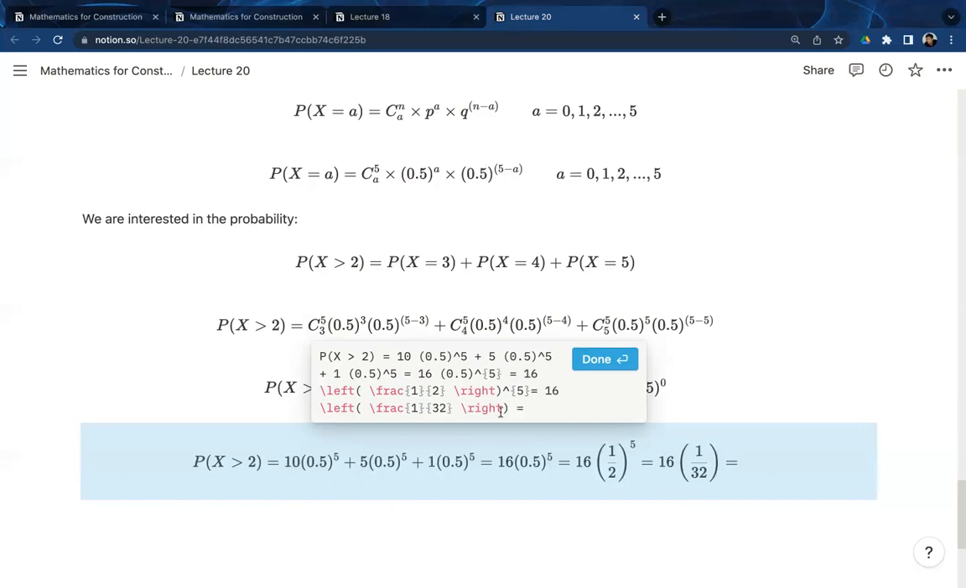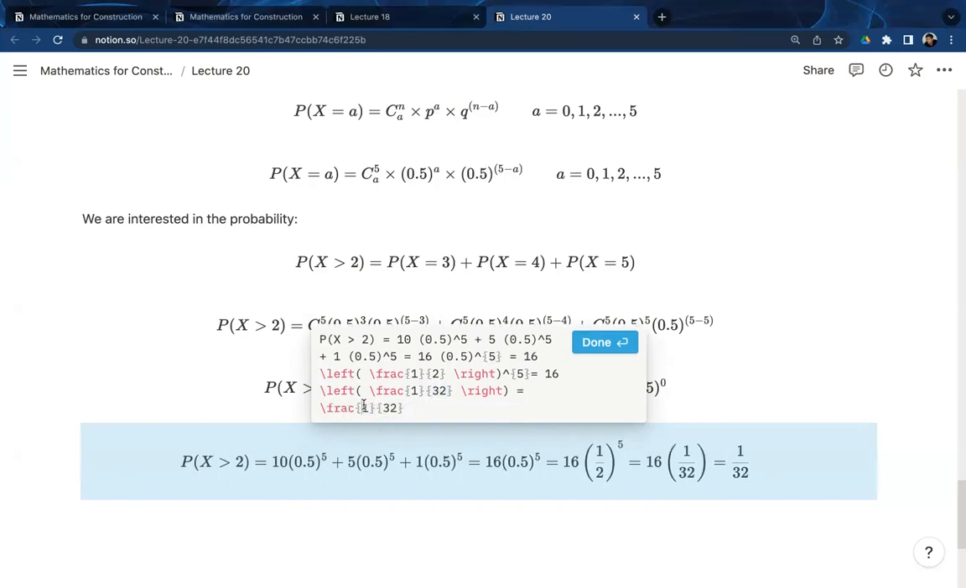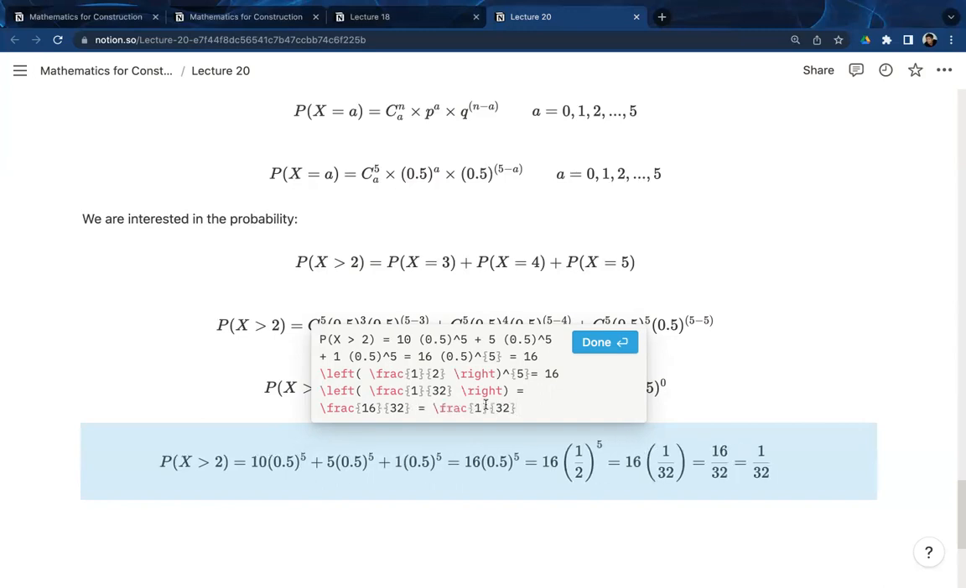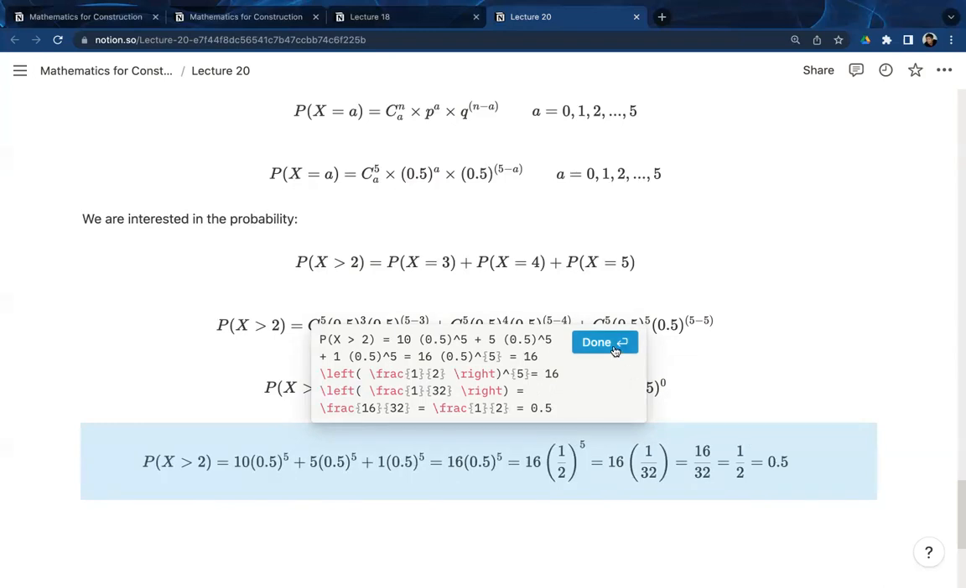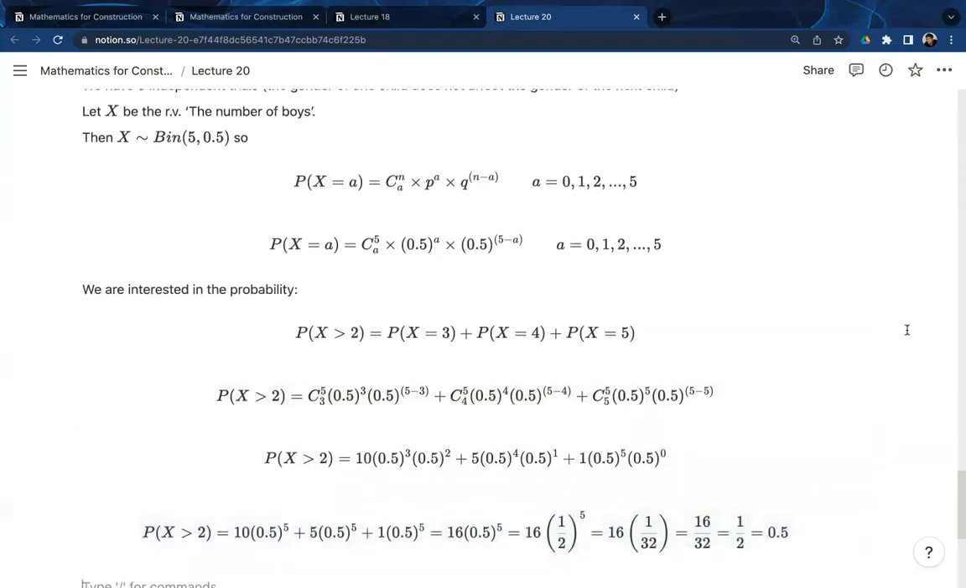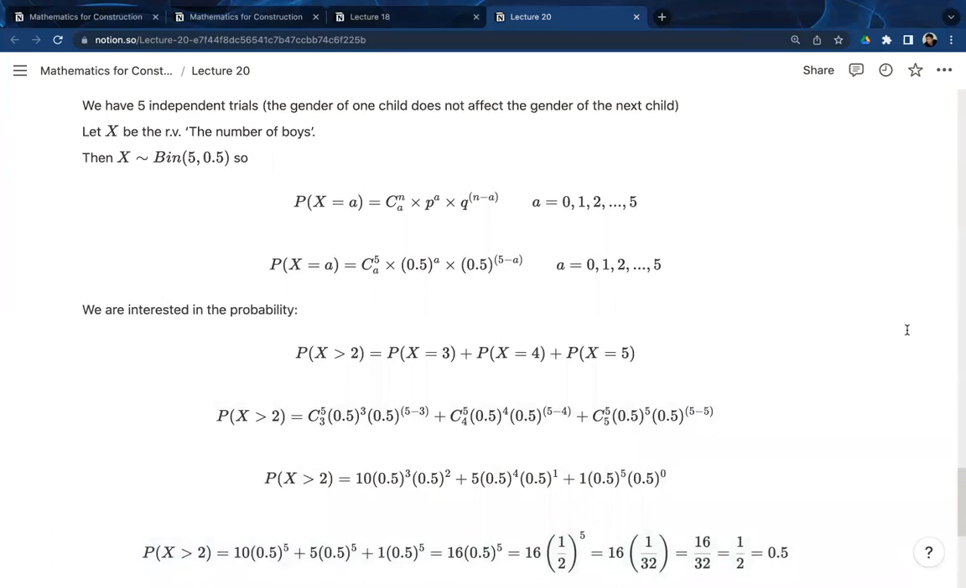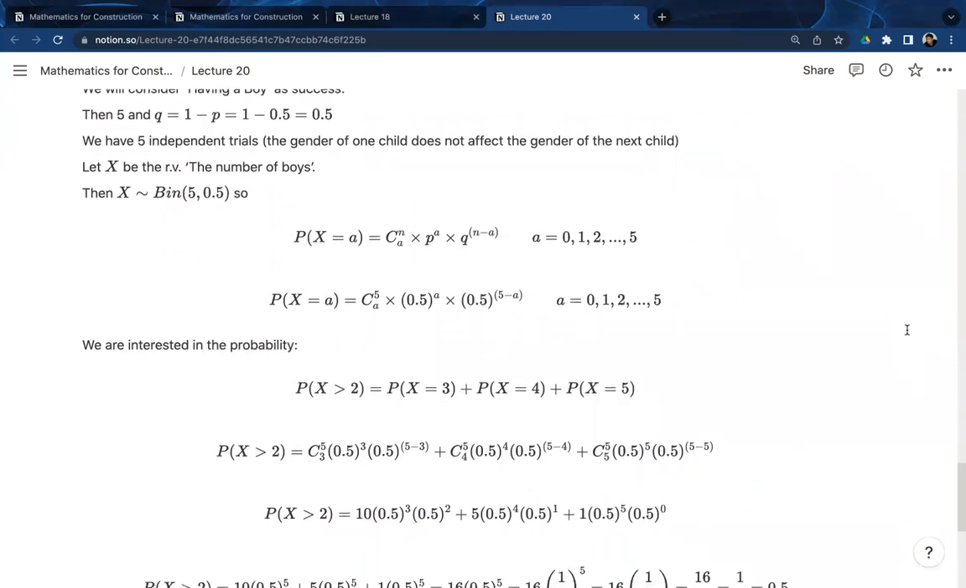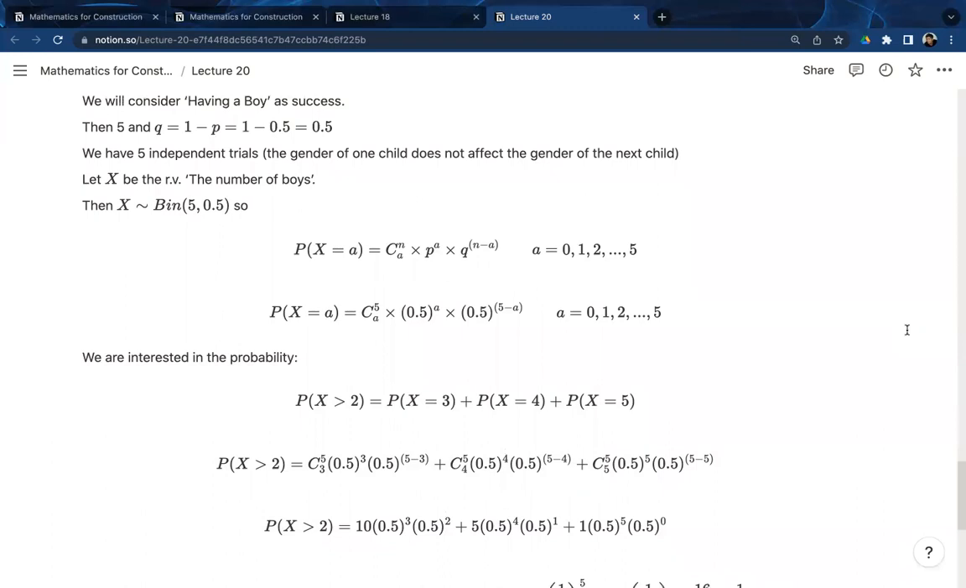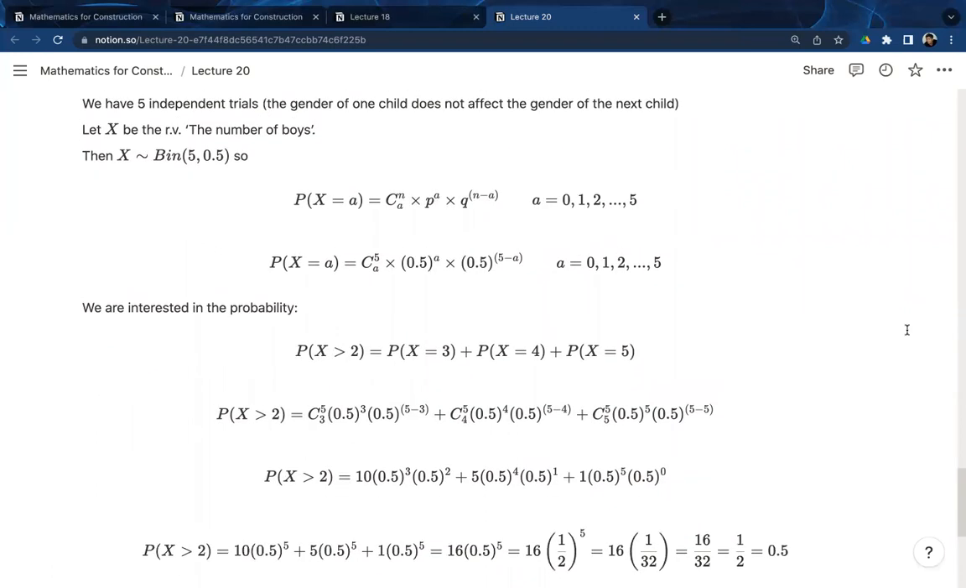Right? Not so bad. It has 16 over 32, which is a half, which is 0.5. Right? All of that working just to get 0.5. But this is the correct exact answer. If you have 5 children, the probability you have more boys than girls, assuming boys and girls are equally likely, is a half.